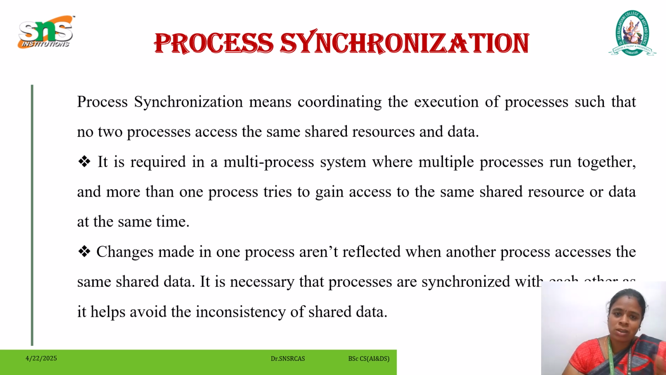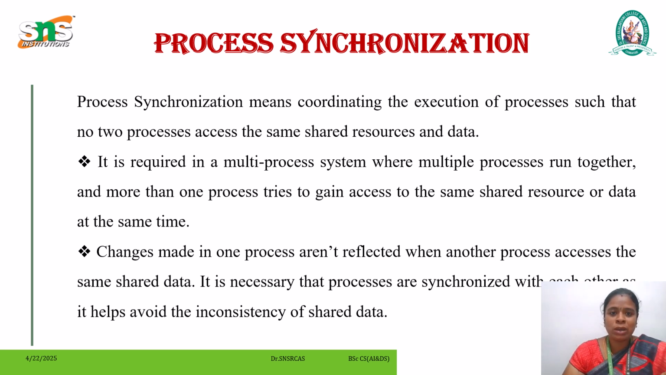Independent process is nothing but each one of the processes does not affect the execution of another process. That is called an independent process. Next one, cooperative process: executing one process affects the execution of another process. That is called a cooperative process. Process synchronization requires a multi-process system.